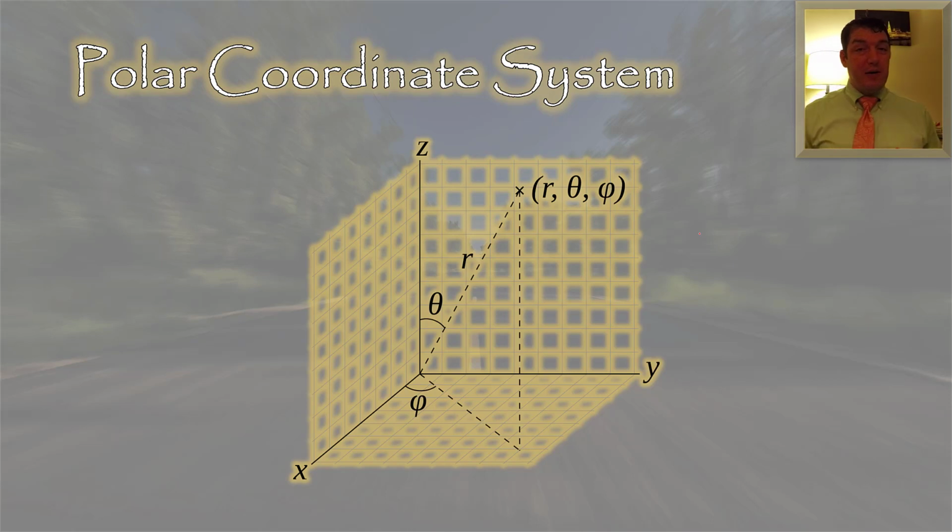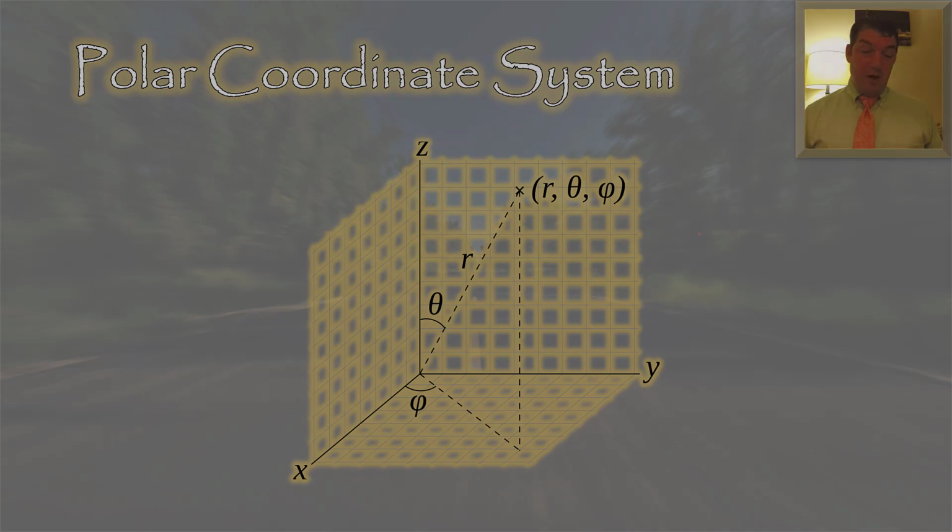And what we're going to find out is that anything you can describe with an x, a y, or a z, or a combination of those three, you could also describe in a polar system using some combination of the polar coordinates.